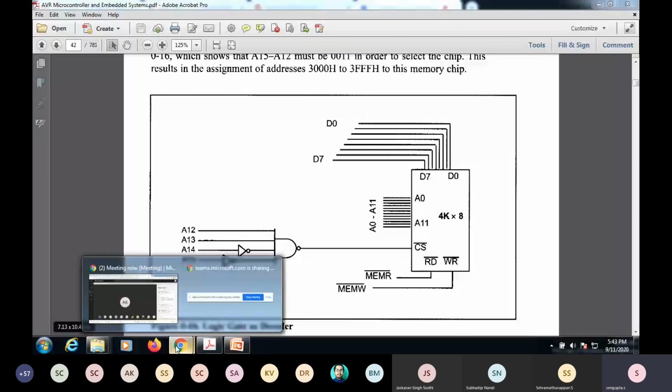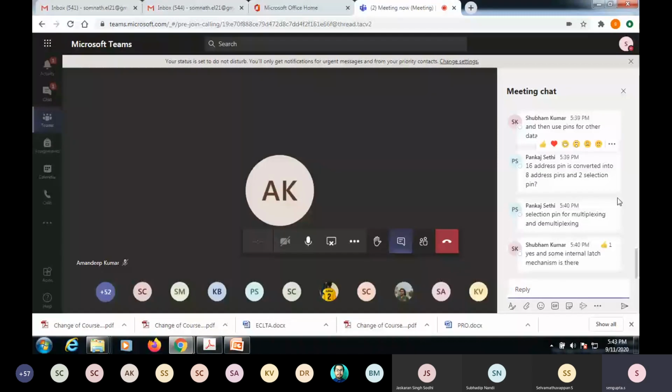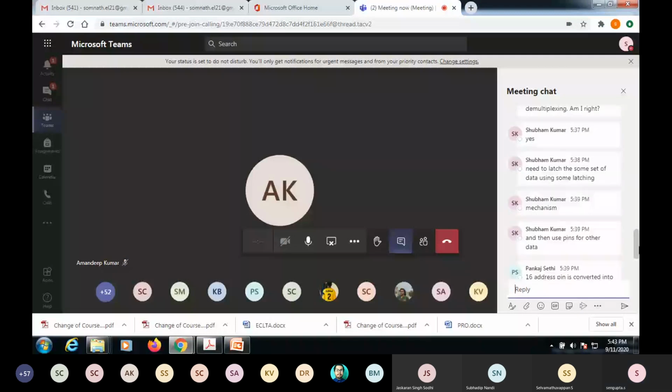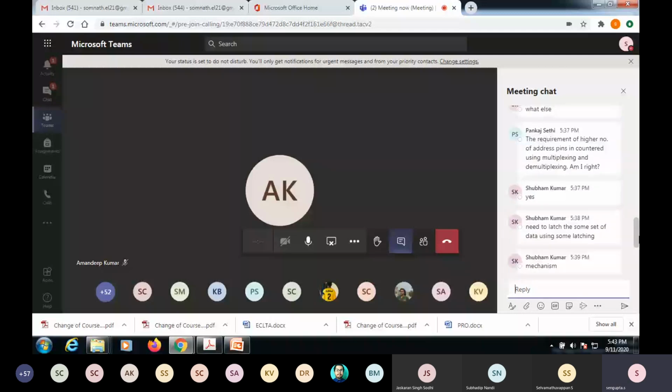So these are old things. We need to latch some set using some latching. The deployment of a high number of addresses counted using multiples. Alright, yes. Okay, so what more data lines are required in Harvard for them? Okay, any other questions?